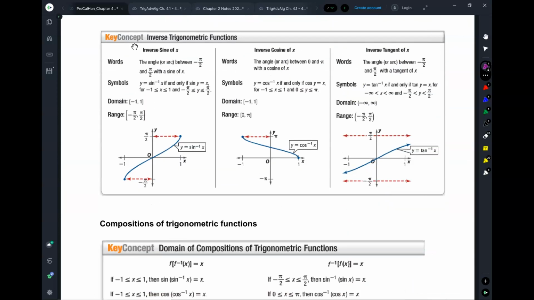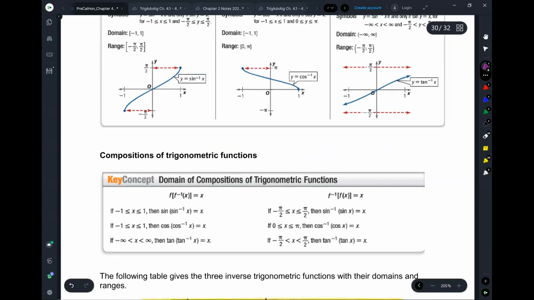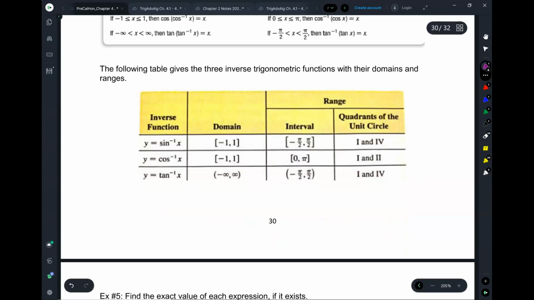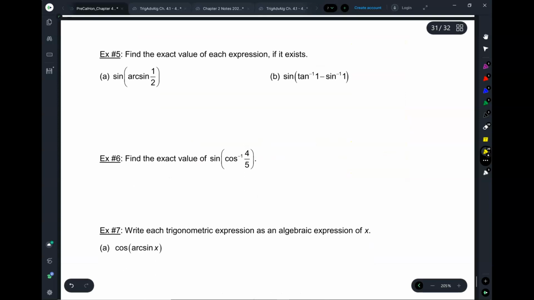Okay. So here's one representation, basically the summary of everything we've done. These are basically different representations of the same thing. This is from another book that I like to throw in here because it's got the domain and the interval, and it also says the quadrants. So sine has 1 and 4, tangent has 1 and 4, cosine has 1 and 2. Okay. Here we go.